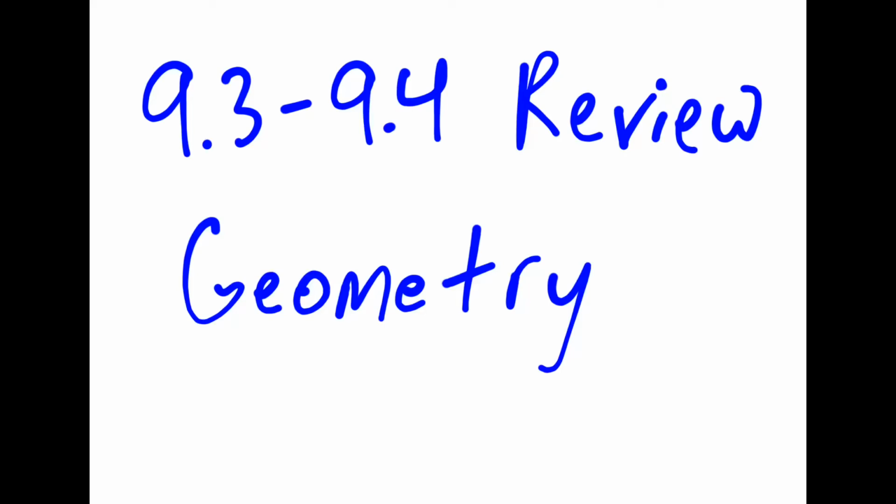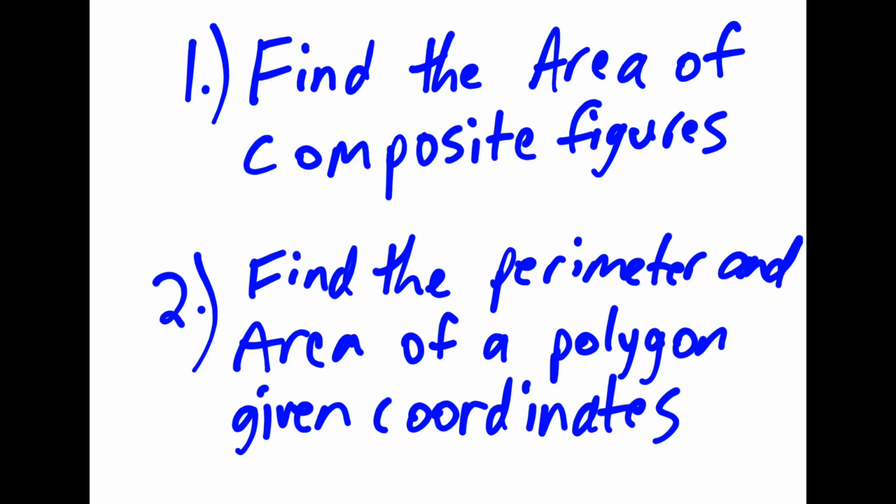This video will go over 9.3 and 9.4, getting you ready for the quiz. Two skills we'll be reviewing today: finding the area of composite figures, which means finding the area of smaller shapes and adding them together to find the total area. And secondly, finding the perimeter and area of a polygon given some coordinates.